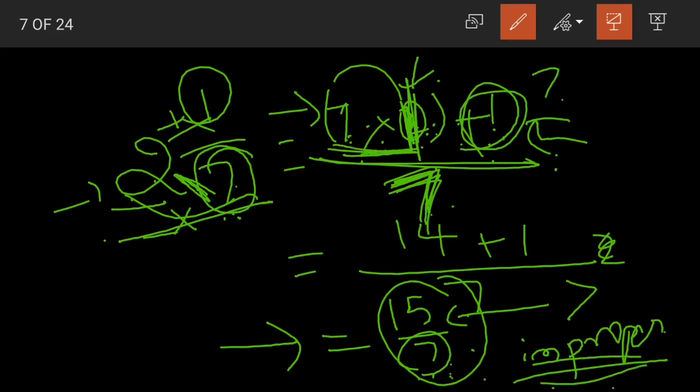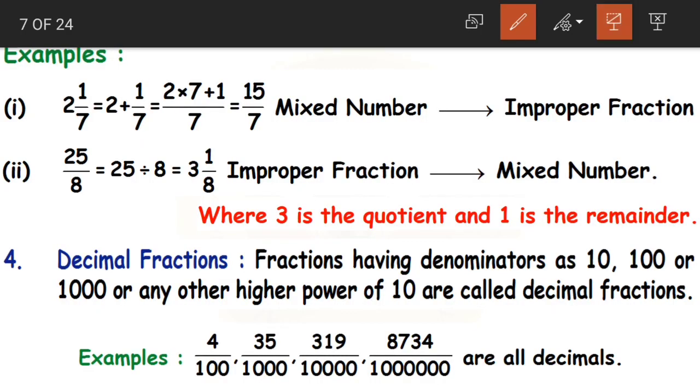Why? Because here we are multiplying the denominator with the whole number part, and whenever we multiply a number with any number, the product will obviously be more than the actual number, right? The product, that is 7 into 2 here, is more than the denominator 7 itself. So basically the numerator becomes a larger number than the denominator. Yes, so the mixed number is always converted into an improper fraction.